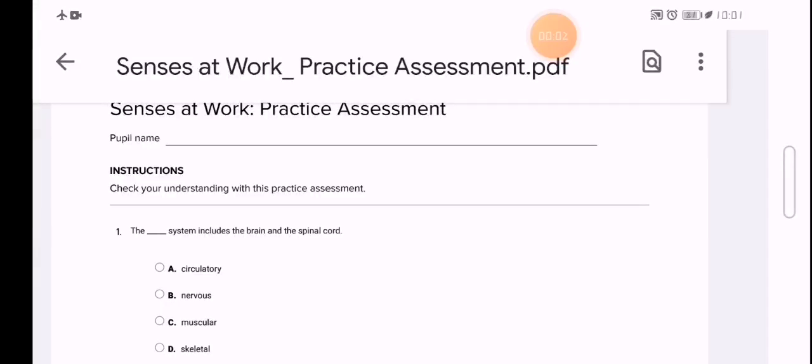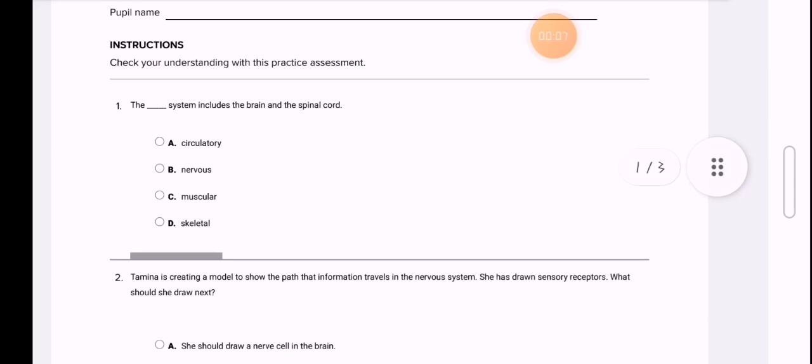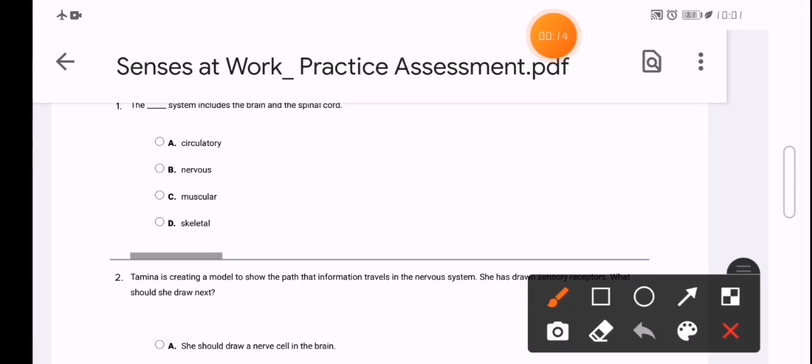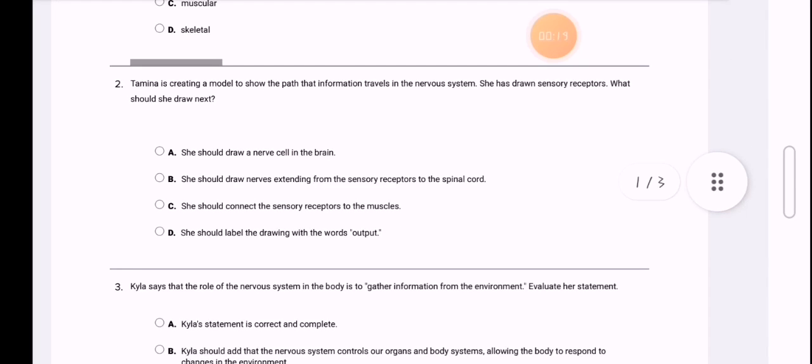Now let's start with concept 2, which is talking about sense at work. Number 1, the system that includes the brain and spinal cord. So for sure it will be our nervous system. It includes brain, spinal cord, and nerves.